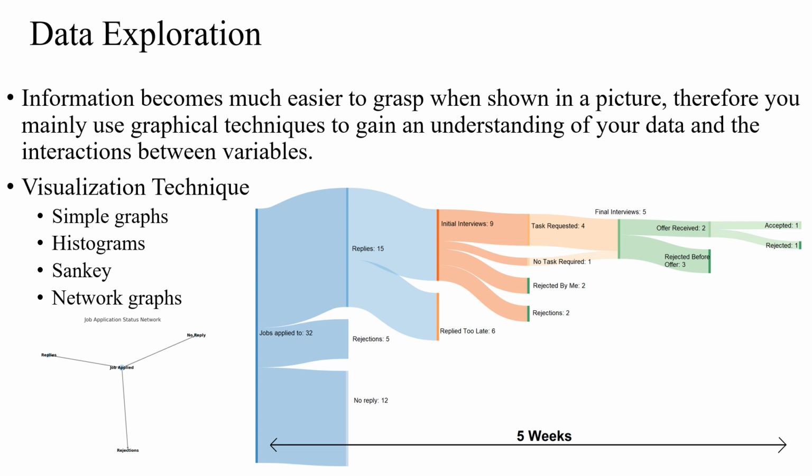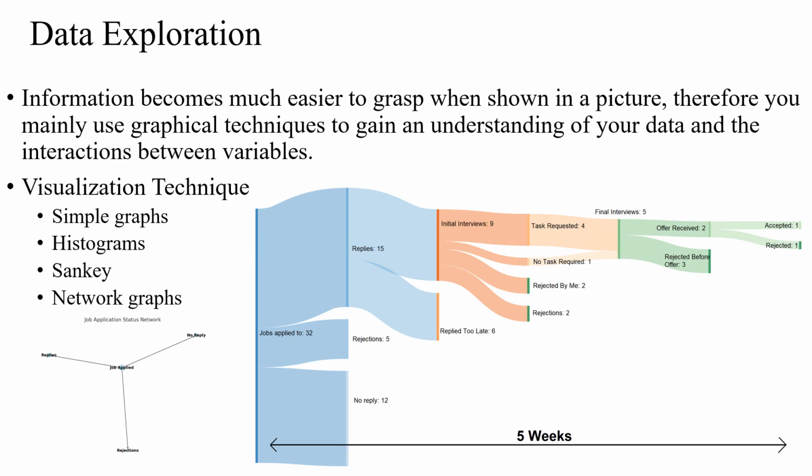So how many jobs did he apply for? At the end, he accepted only one and rejected one. He got offers from two companies, and three were rejected. So this idea can be understood from the graph. Now the different types of graphs. This is the Sankey graph, which is one network graph.